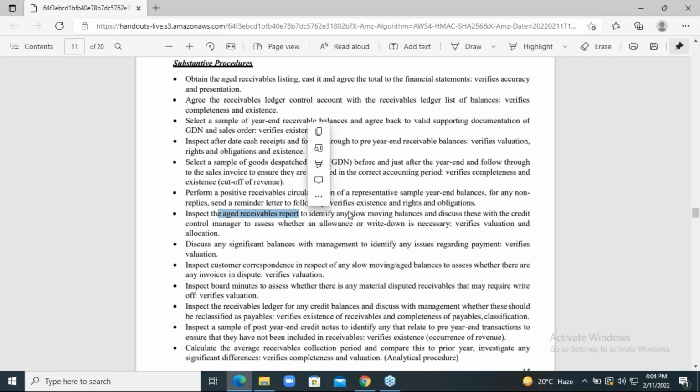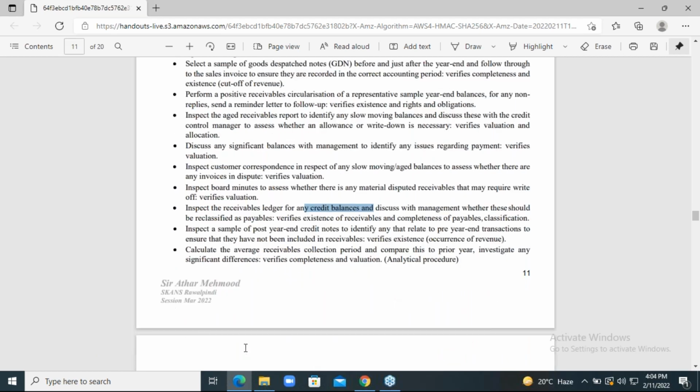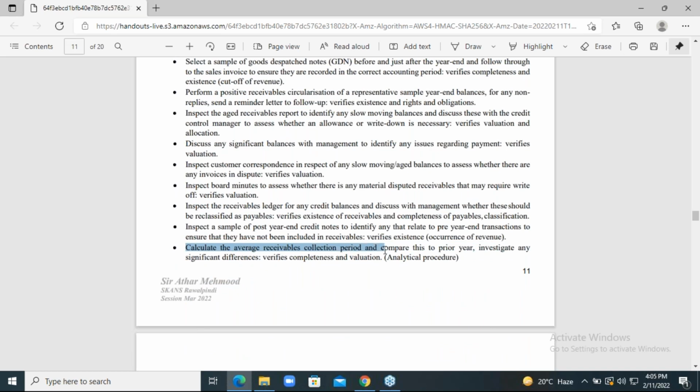Age receivable report to identify any slow moving balances, and also involve discussion with the credit control manager to assess whether an allowance or write down is necessary or not. So this is the main issue. You can see once again slow moving and age based analysis. Any balance that is a receivable balance but that shows a credit balance is also suspicious. And yes, calculation of receivable days and payable days.